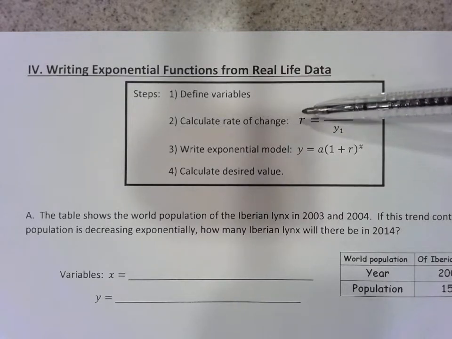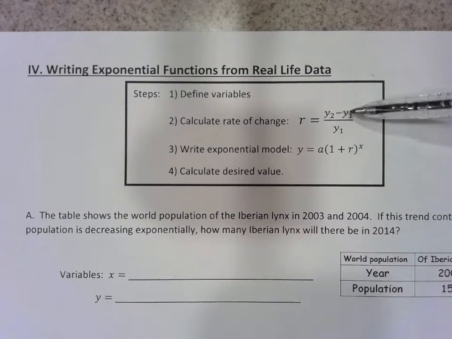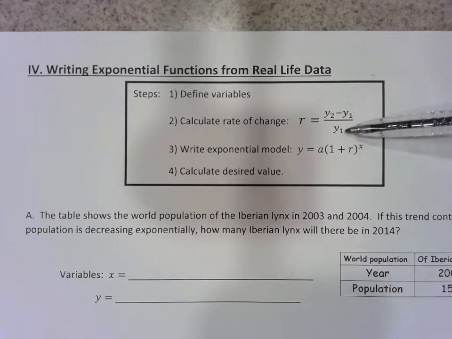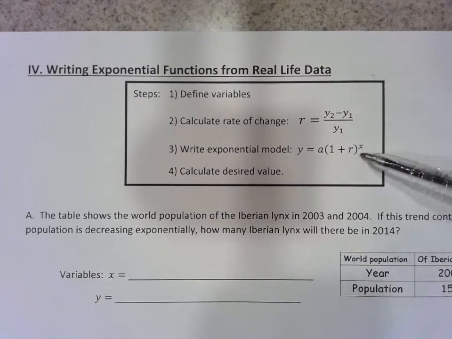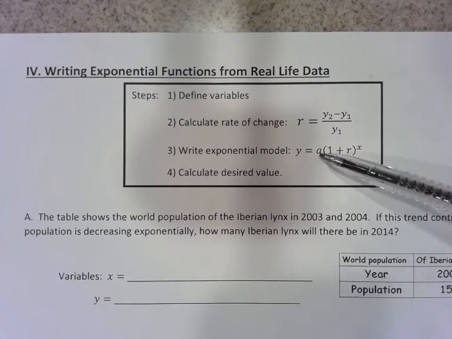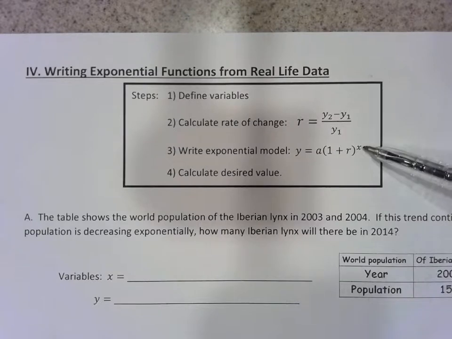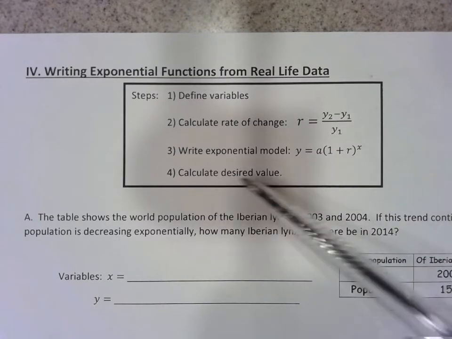the r value, from y sub 2 minus y sub 1 divided by y sub 1. The y sub 1 is the original y value, the first y value. Then we're going to use our exponential model that we've used before to fill in this r that we've calculated with the initial amount a and raise it to the x power, and then calculate the desired value.